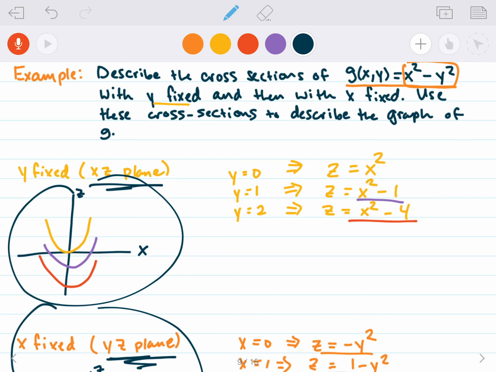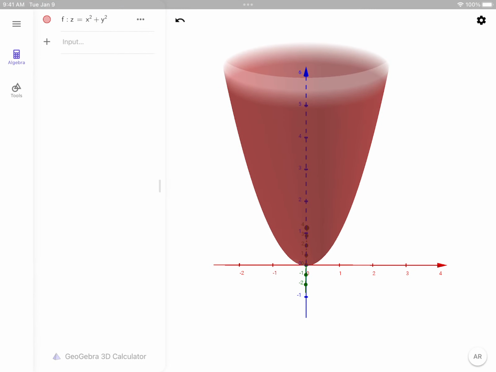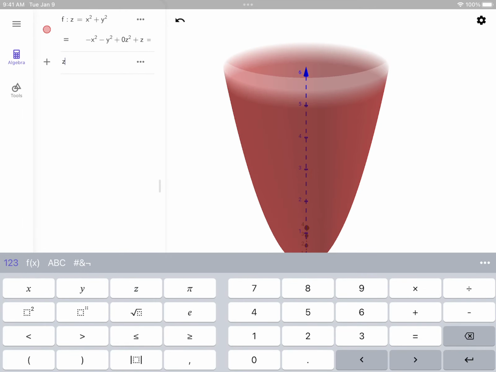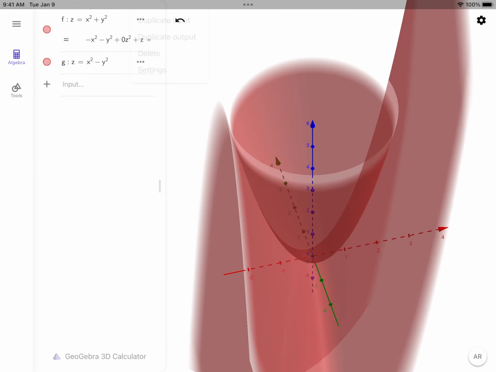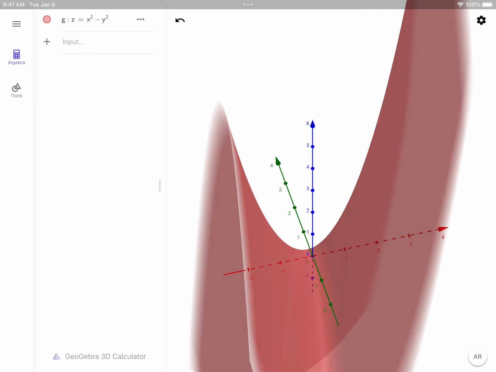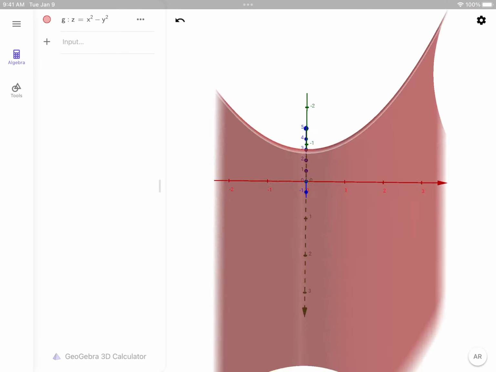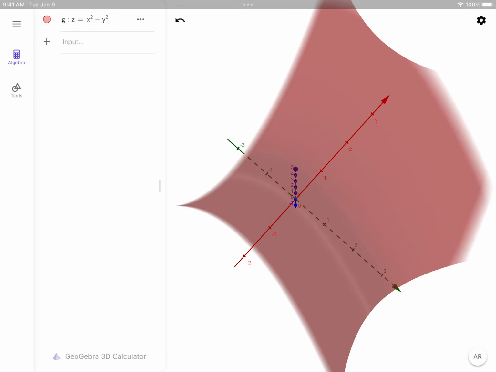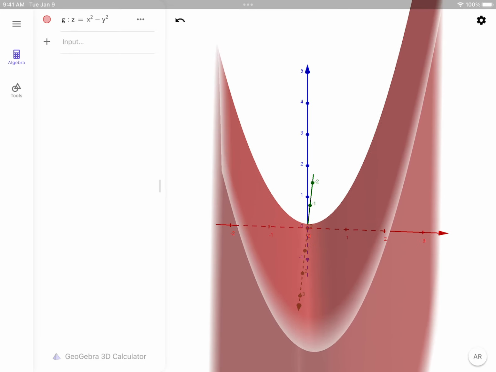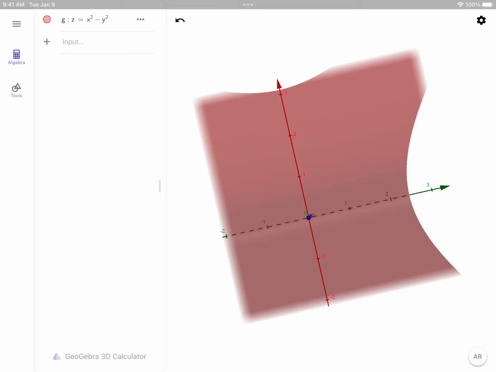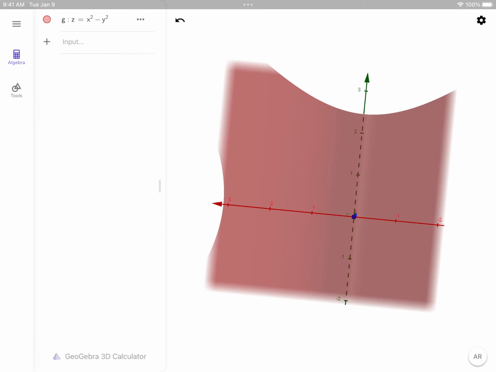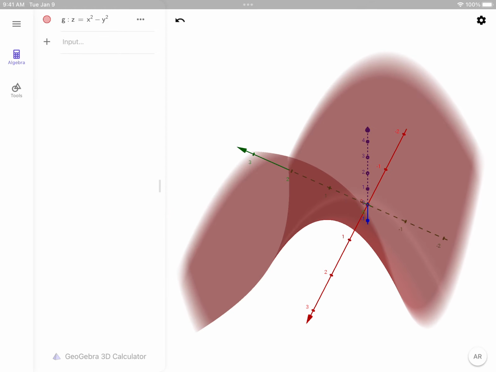So z equals x squared minus y squared. Let's delete this. Alright, so there's our picture. Let me get rid of this paraboloid up here. Delete that. Okay, so this is our picture. Let me try to zoom out a little bit. There we go. Move it around. Let me see if I can mess around with it. Okay, that's a better picture.